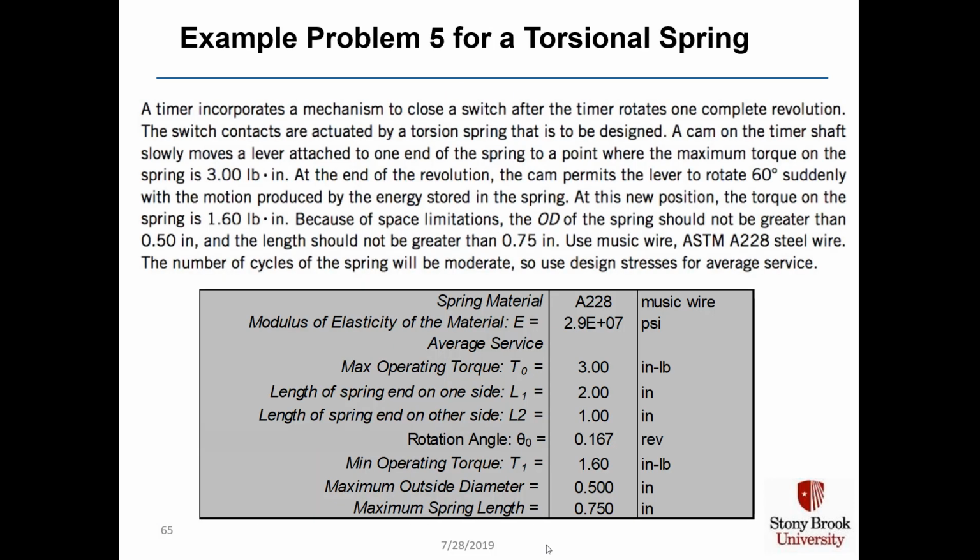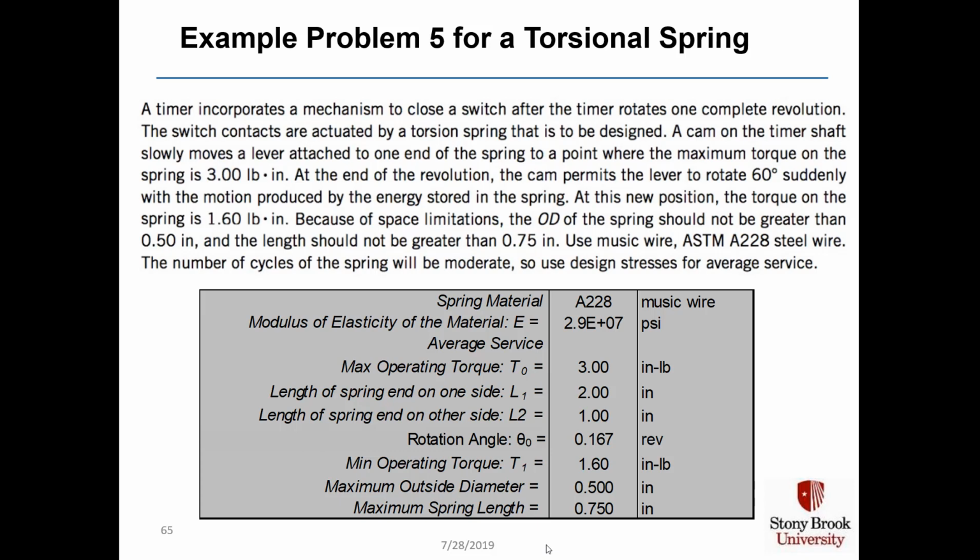Here's example problem 5 for a torsional spring. A timer incorporates a mechanism to close a switch after the timer rotates one complete revolution. The switch contacts are actuated by a torsion spring that you're going to design. A cam on the timer shaft slowly moves a lever attached to one end of the spring to a point where the maximum torque on the spring is 3 pound-inches. At the end of the revolution, the cam permits the lever to rotate 60 degrees suddenly, with the motion produced by the energy stored in the spring.